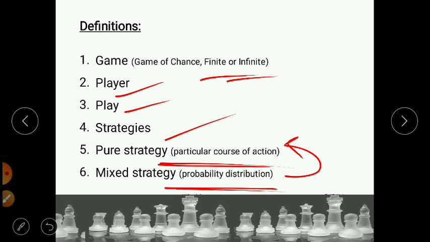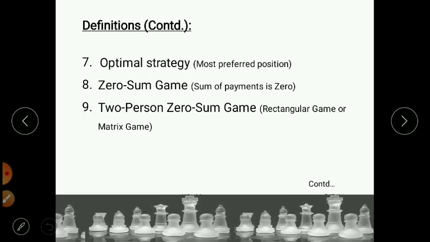Right. So the advantage of this particular mixed strategy is that once the pattern of the game has become evident, the opponents are kept guessing as to which course of action will be adopted by a player. Because here the probability distribution comes into the picture. It's a mixture, right? Okay, moving on to the next slide.